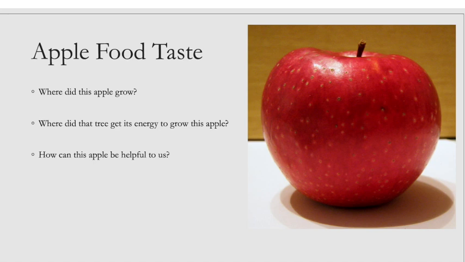This apple that we see on the screen, the virtual apple, was able to grow on the tree, and the tree got its energy from where? Very good for those who said the sun, that is correct. But how can this apple be helpful to us? It is helpful to us for several purposes. Most importantly, we get our own energy from eating an apple. It is something that is healthy for us. It produces a high level of energy for us.